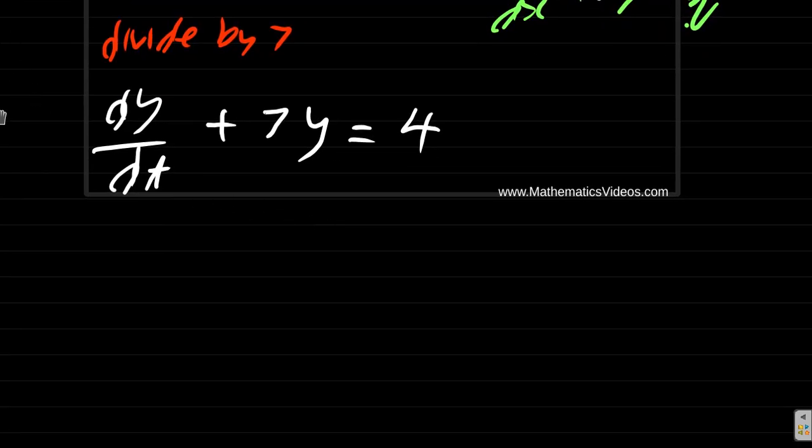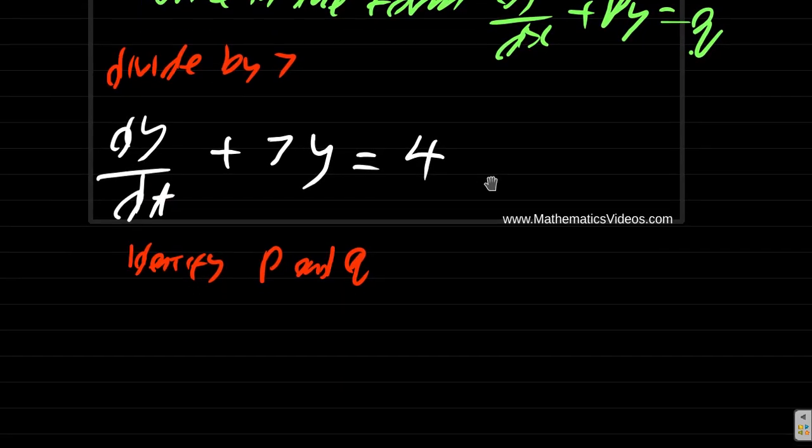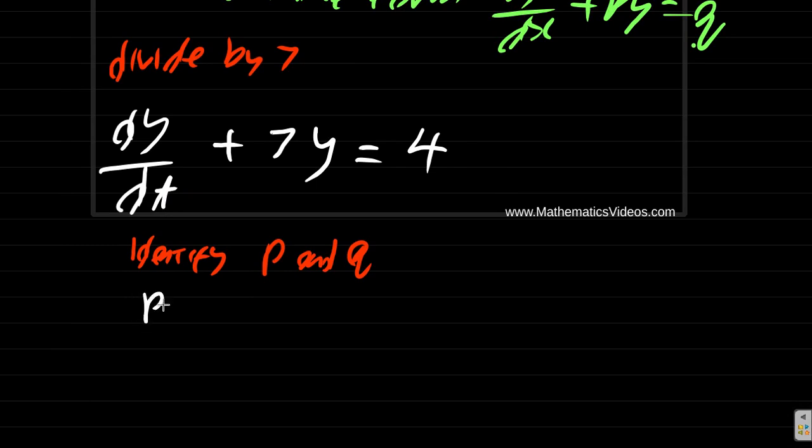Now, the next thing is to identify P and Q from the general form dy by dx plus py equals q. You can see that P is 7 and Q is 4. All right?